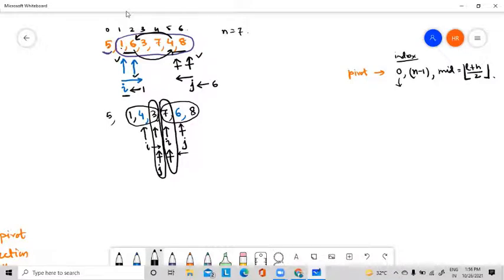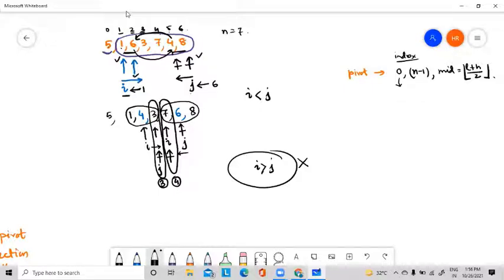What is the index value of I in this position? 1, then 2, then 3. What is the index value of J in this position? 6, then 5, then 4. Now in this position, what is the index value of J? Index value of J is 3. And what is the index value of I? The index value of I is 4. It means, so far, I is less than J. Now, I becomes greater than J. So this is the stopping criteria of this comparison.